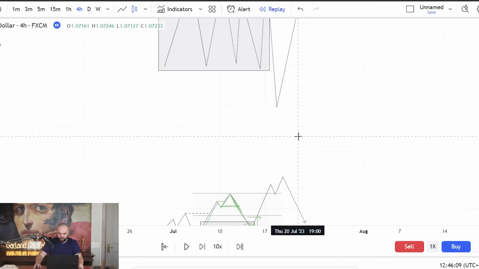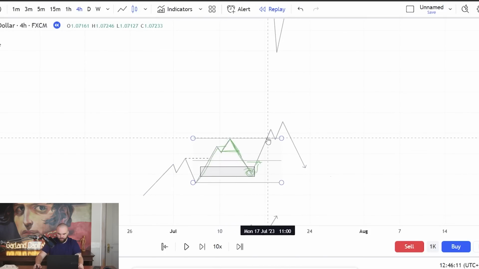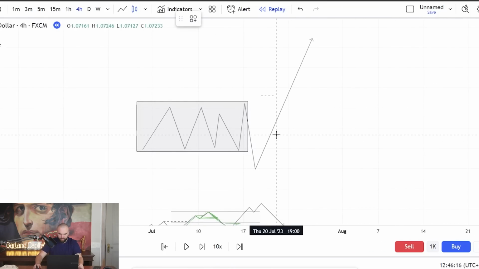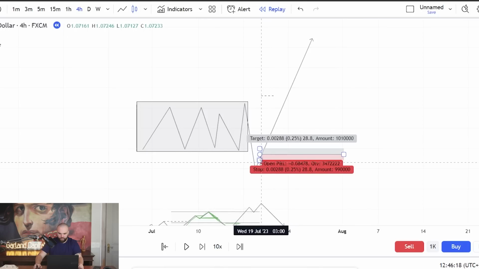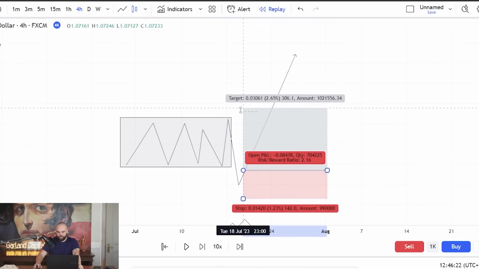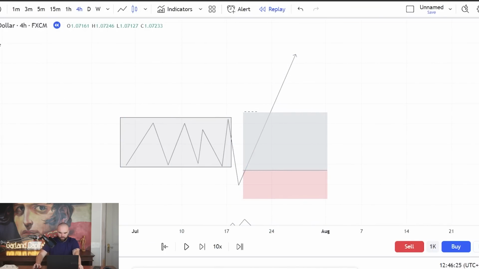We are going to want to hold this until it reaches this point. So what we do is we take a partial, okay? We will enter here on the entry, which I will show you in a second. We'll take partials at 1 to 2, okay, and go break even.